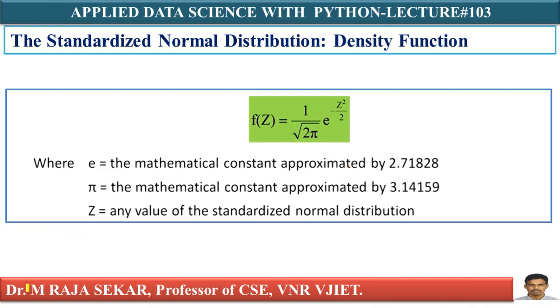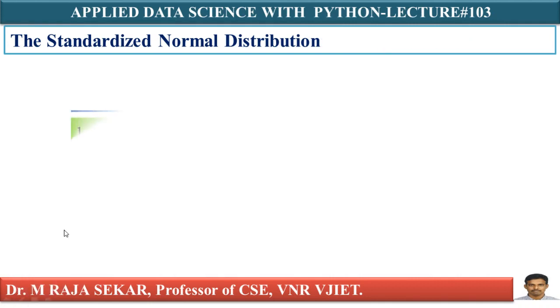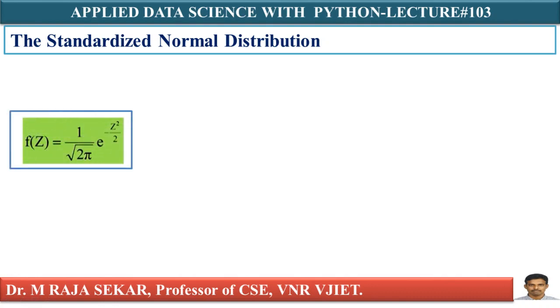As we discussed in our previous lectures, e is a mathematical constant whose approximate value is 2.78, and pi we know that 22 by 7, that is 3.14. Z is any value of the standardized normal distribution. It's simple and straightforward thing. You can always interpret this. Even let me say like this, what is my f of z?